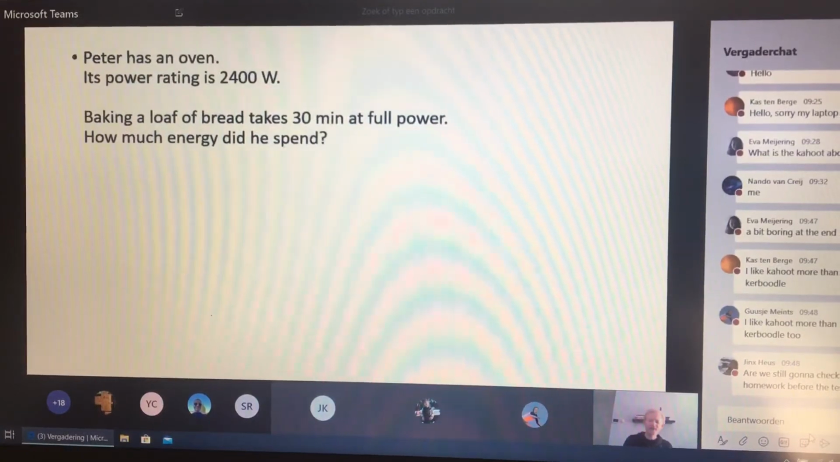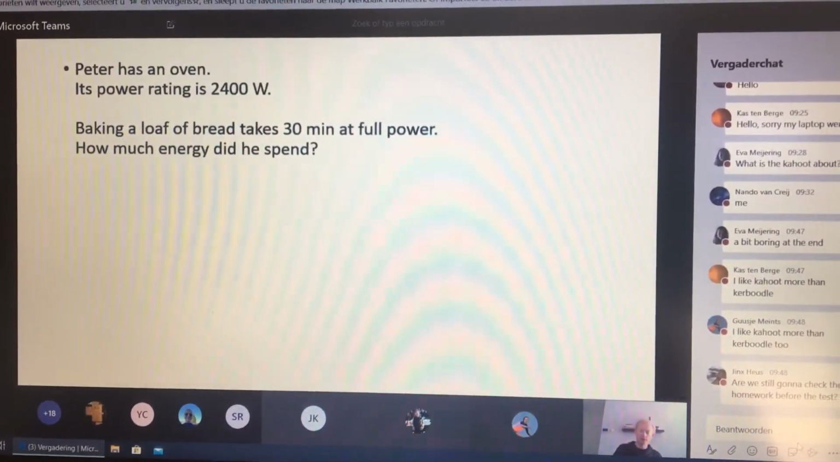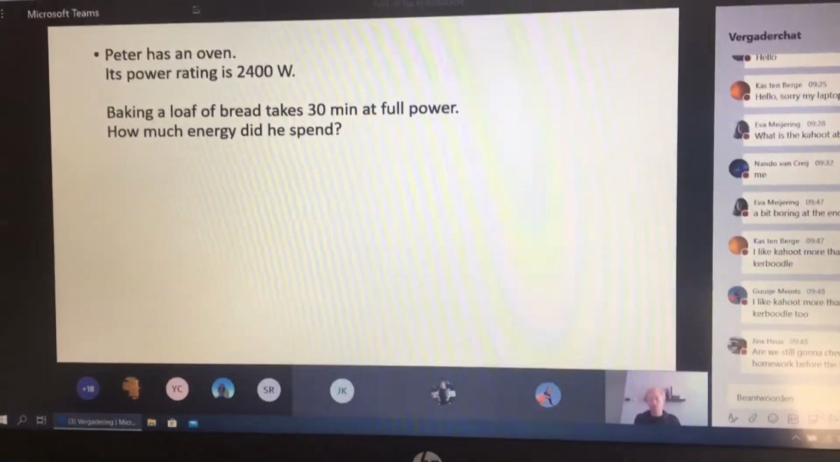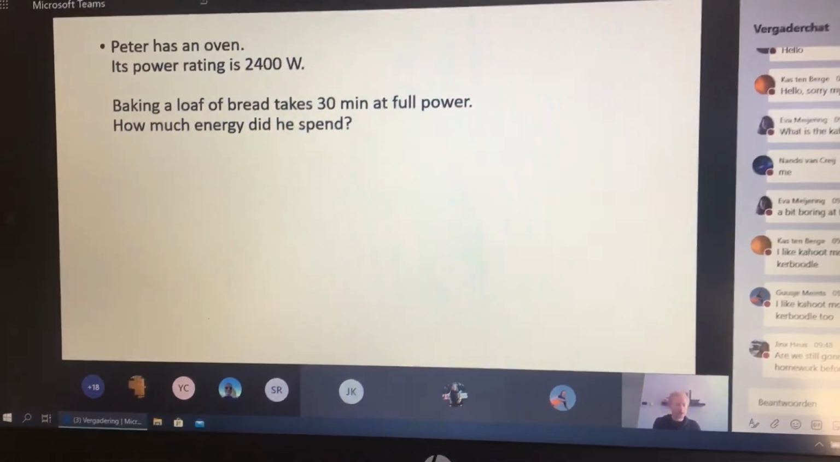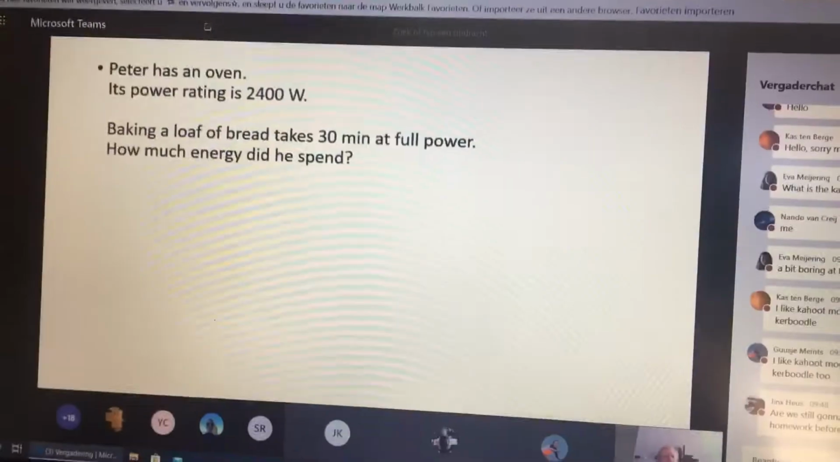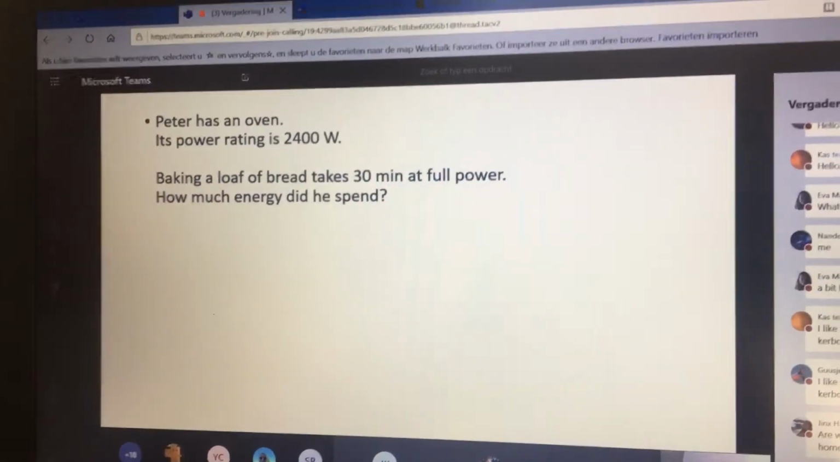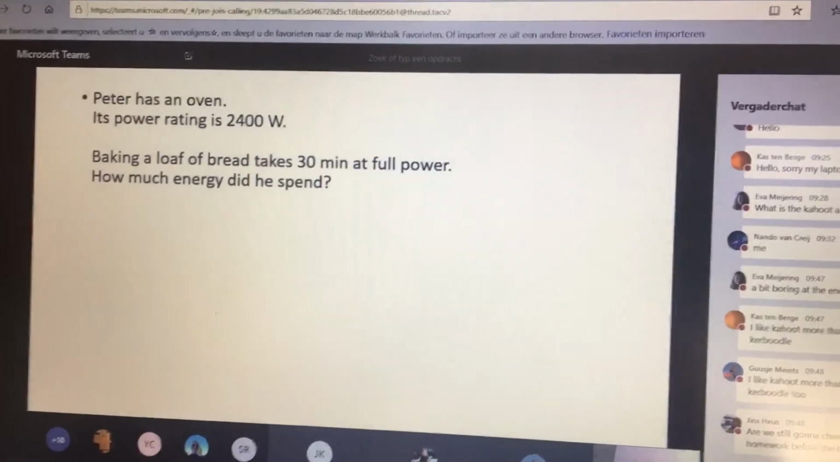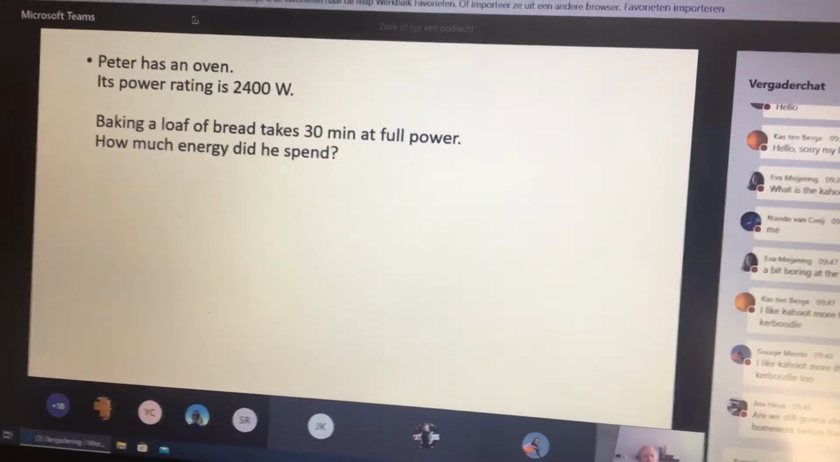Now you can actually calculate this energy in 2 ways. Of course, the energy amount is the same for the loaf of bread, but you can express it in different units, like I'm going to show you. We're going to have a look at the energy in joules first.